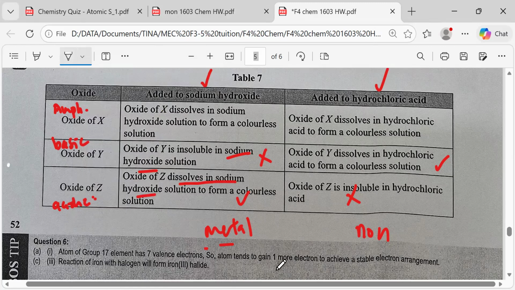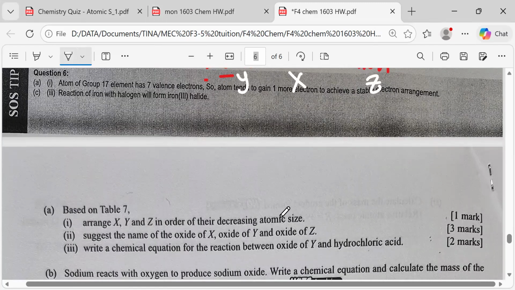X. Huh, no. Why? The aluminium oxide, group 3, what? So Y and then X and then the non-metal is Z. Get it or not? The non-metal is acidic. This one is the non-metal. This one is group 13, aluminium, and this one is group 1 or 2. Get it? Okay? But you're supposed to arrange in decreasing atomic size.